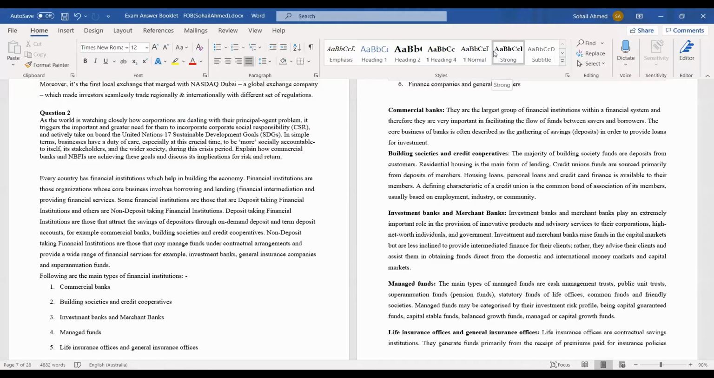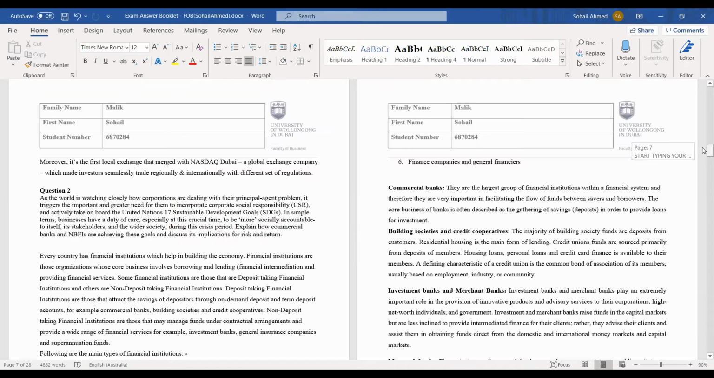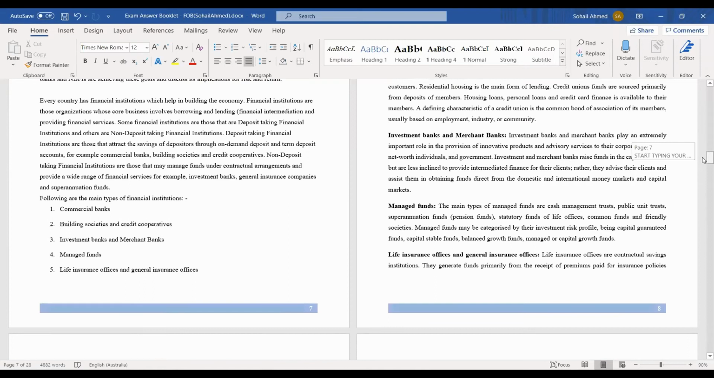Question number two. Every country has financial institutions which help them in building the economy. Some financial institutions are deposit-taking financial institutions, and others are non-deposit-taking financial institutions. The main types of financial institutions are commercial banks, building societies and credit cooperatives, investment banks and merchant banks, managed funds, life insurance offices and general insurance offices, and finance companies. And these are the explanations for each one of them.